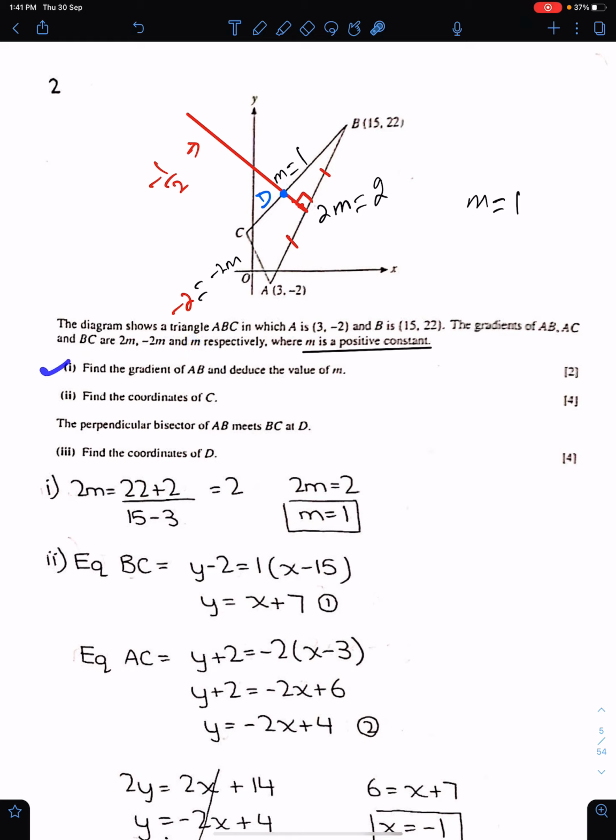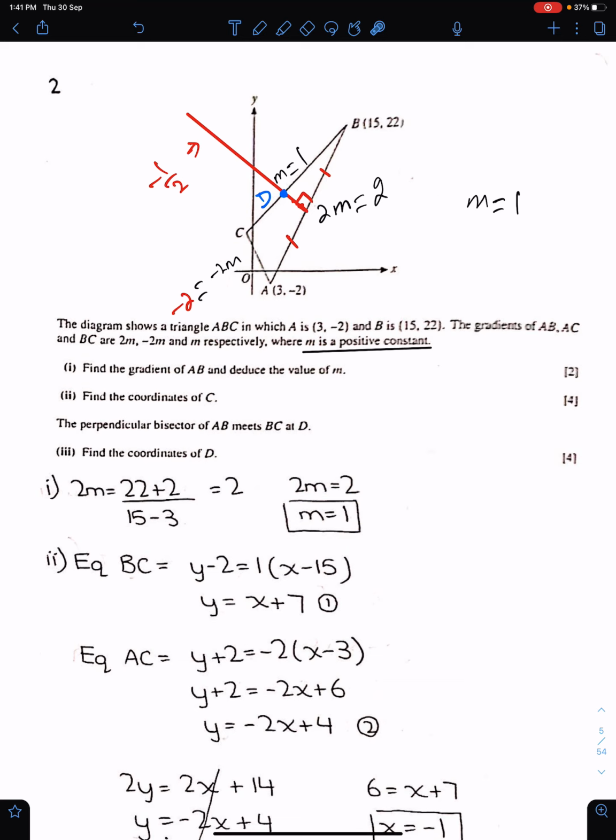Part 1. Find the gradient of AB and deduce the value of m. We have the coordinates of A and B, so we can easily find the gradient of AB, which is 2. Now we need to equate this gradient with 2m, which is the gradient of AB. So the value of m is 1.